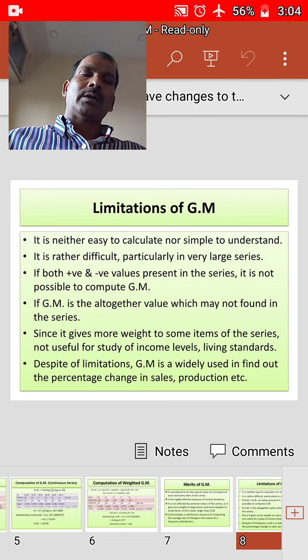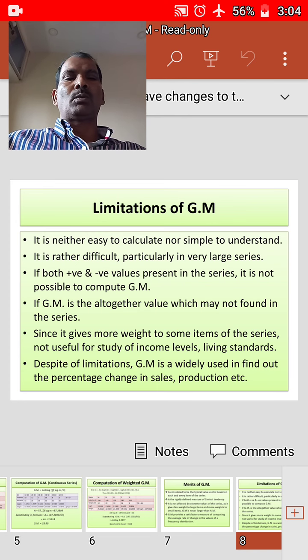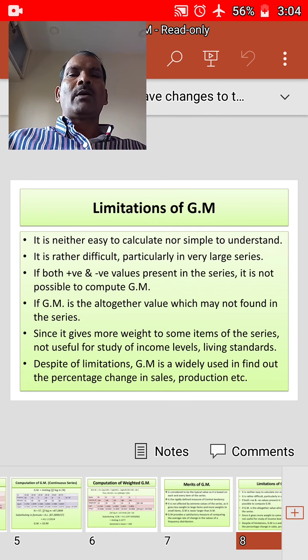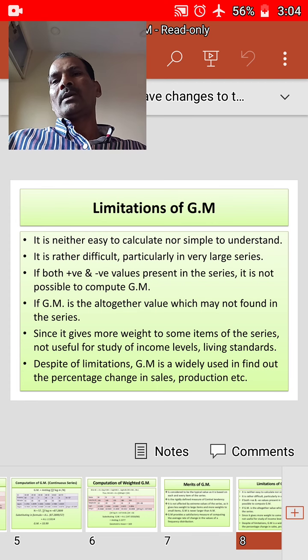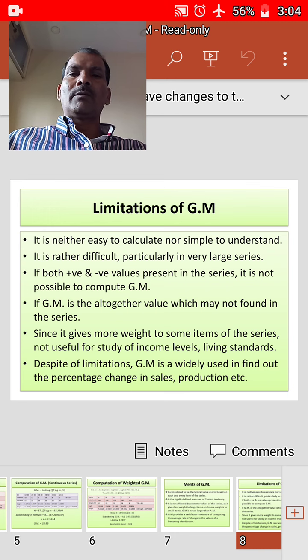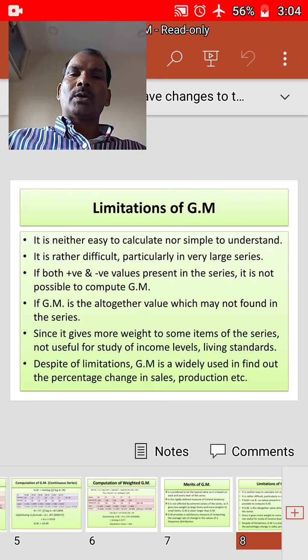It is not possible to compute the geometric mean when the given series contains both positive and negative values. Sometimes we may consider both positive and negative values in a given series. For example, data is given pertaining to the profits and losses of a company. Generally, we will show the profit with a positive sign and losses will be negative. Under those circumstances, it is not possible to calculate the geometric mean.